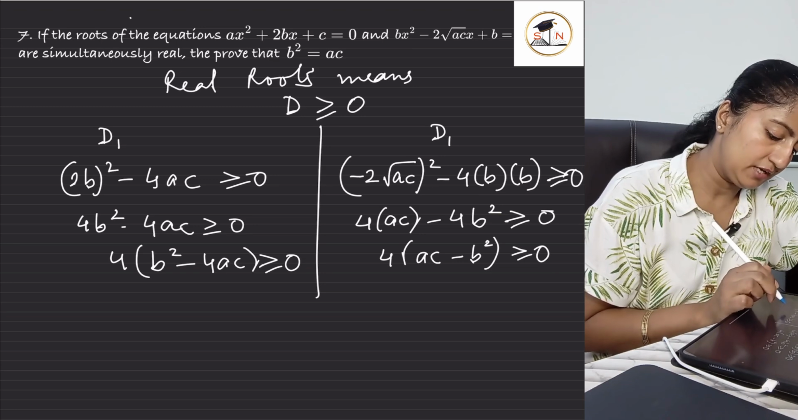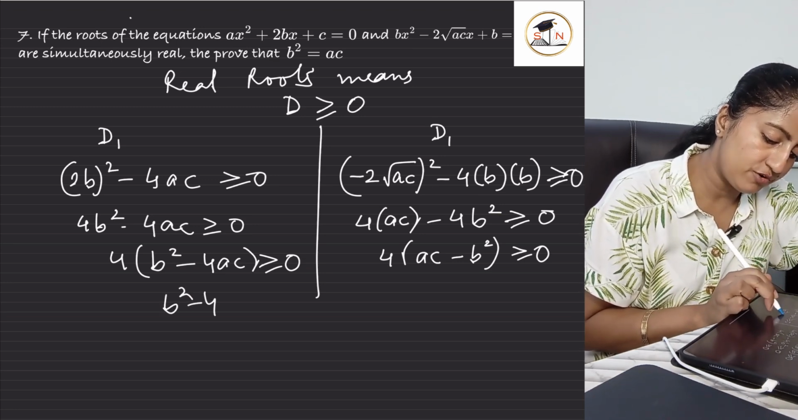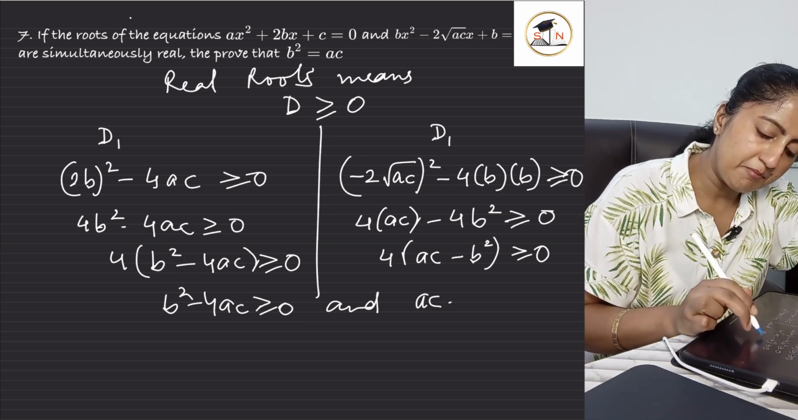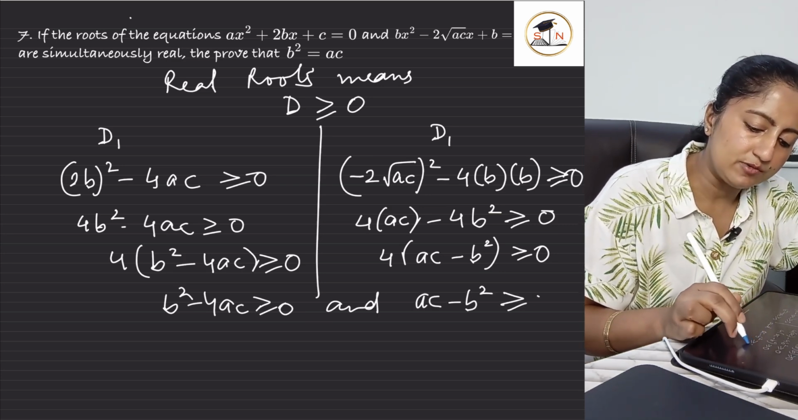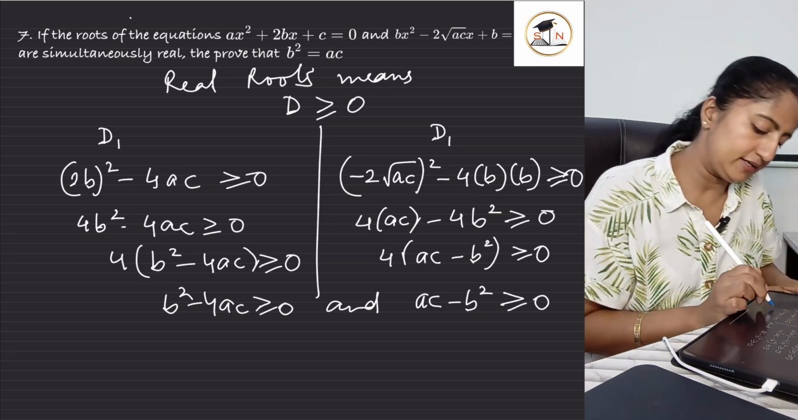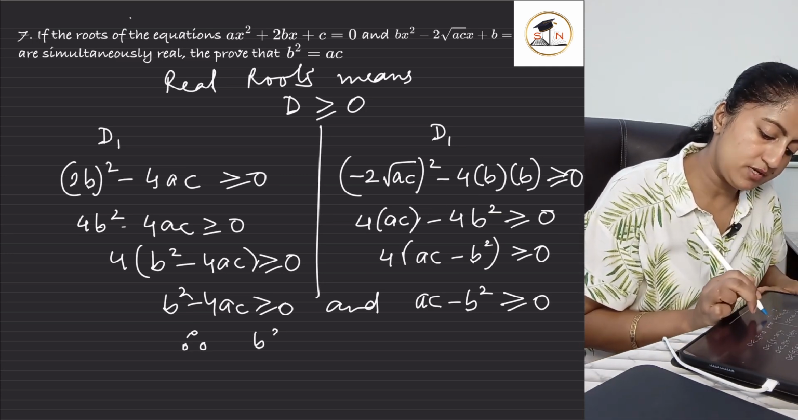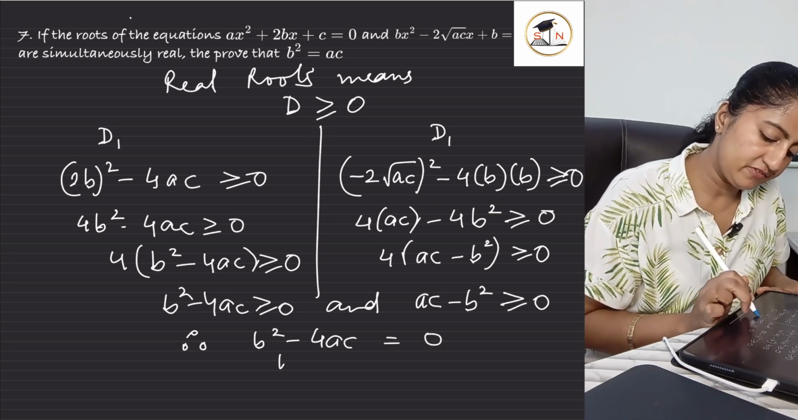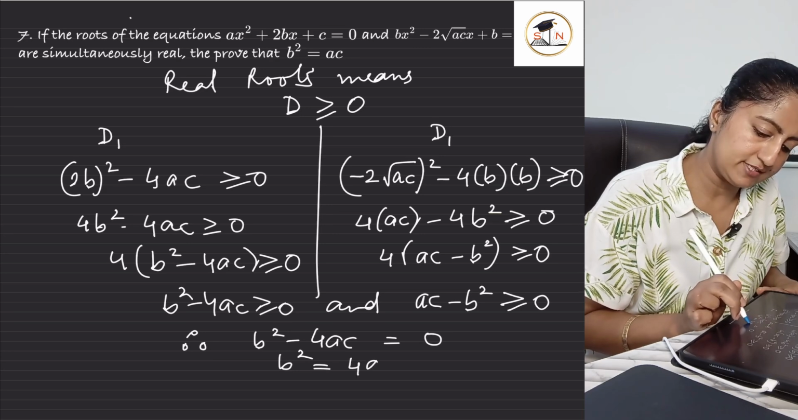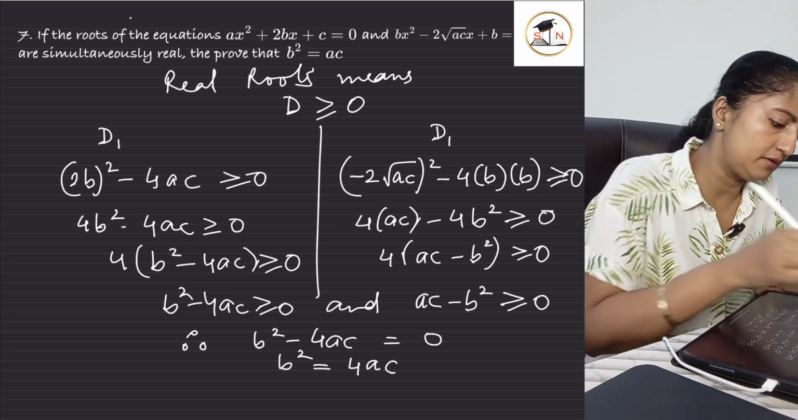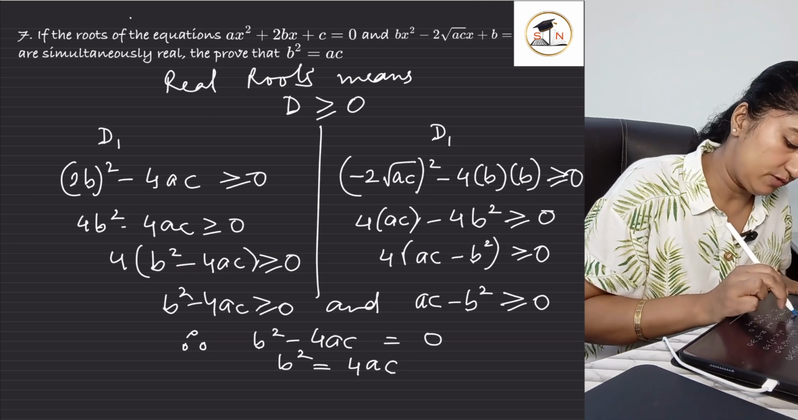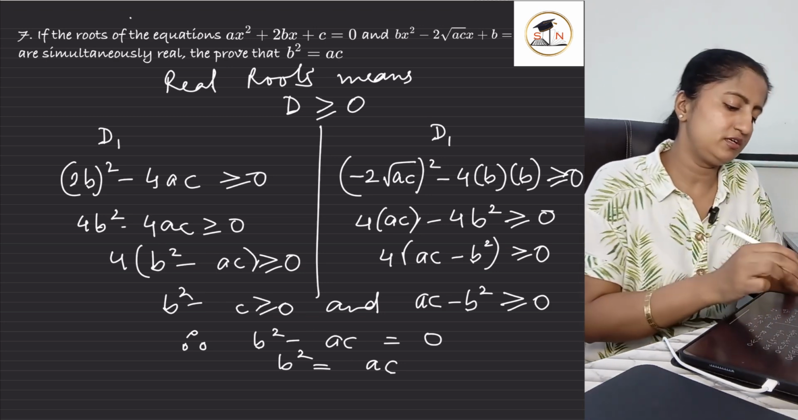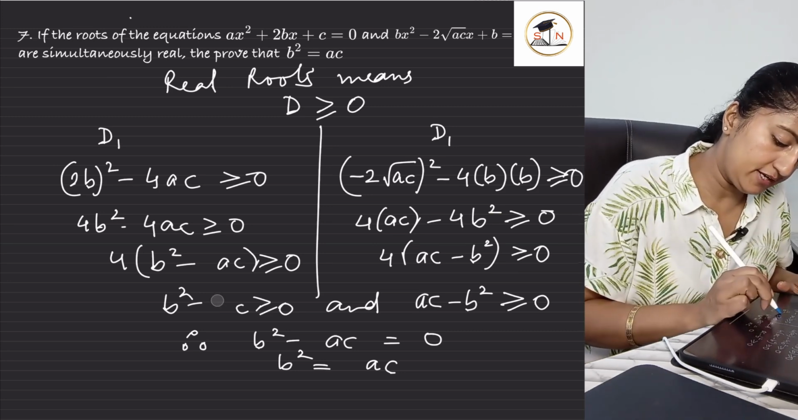So what are we doing? Now, it says b square minus ac greater than or equal to 0 and ac minus b square greater than or equal to 0. So basically, what do we get? Therefore, b square minus 4ac is equal to 0. Hence, b square equals 4ac. Sorry, just a moment, my bad. It was not supposed to be 4 over here, right? No 4s. 4 was already out, right? So we had to write a over here.